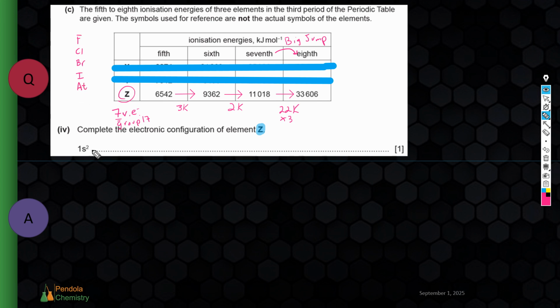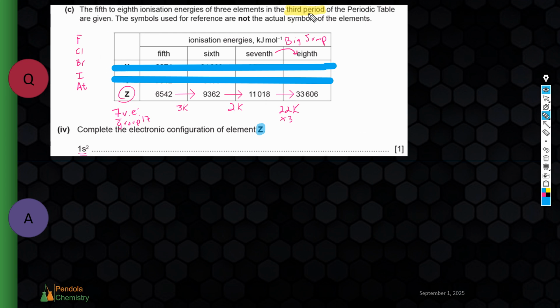Well, that doesn't tell us much, right? Because if we need to do the electron configuration for this element, we have 5 different choices. How are we supposed to know which it is? And that's where critical thinking and reading our questions properly comes in. If we reread this question, the 5th to 8th ionization energies of 3 elements in the 3rd period of the periodic table are given. The symbols used for reference are not the actual symbols of the elements. Well, they gave us the rest of the information that we needed.